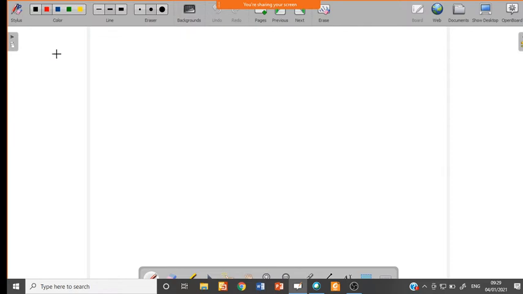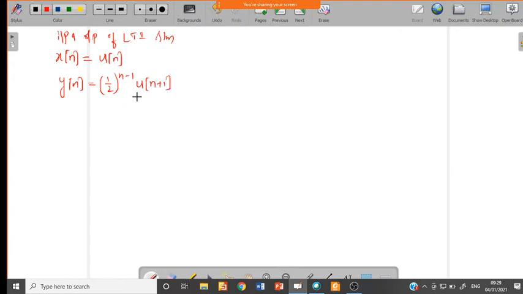So now the input and output of an LTI system is given like this. The input is x of n equal to u of n, and the output y of n is given by half power n minus 1 into u of n plus 1. So now this is given by x of n and y of n, the input and output of the LTI system. So now what do you have to find?